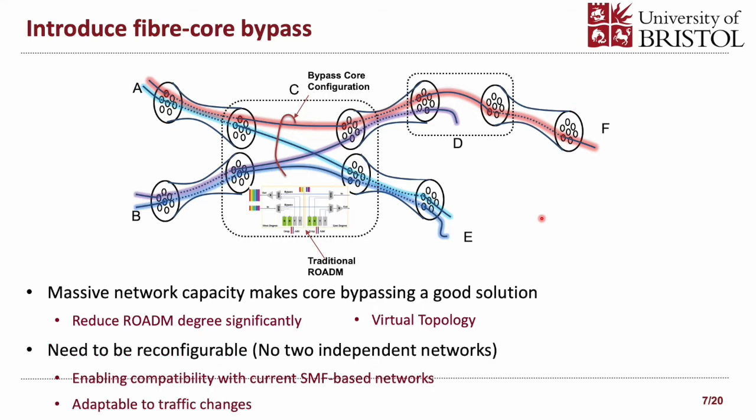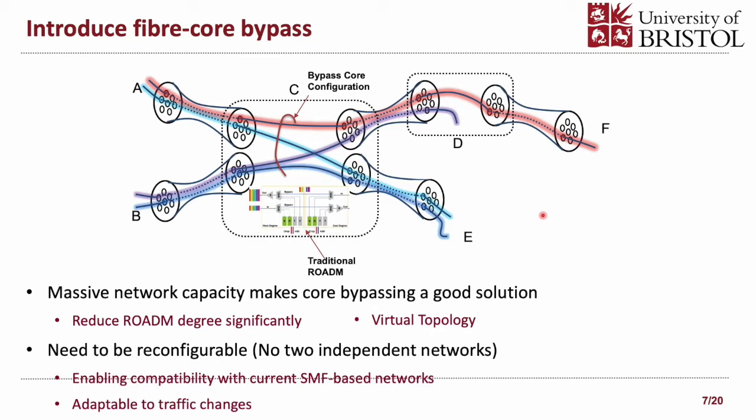To make this work, we need it to be reconfigurable. They're not two different independent networks. They need to be reconfigurable. The reconfigurability of the fiber core bypassing enables compatibility with current single mode fiber based networks, because we treat each core as a single mode fiber. So these microfibers can be integrated with current single mode fiber based networks. And this reconfigurability also makes fiber core bypassing adaptable to traffic changes. This is very important.